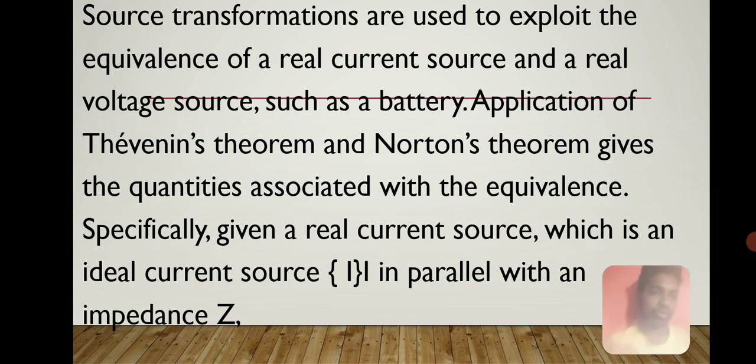Source transformation is used to exploit the equivalence of a real current source and a real voltage source, such as a battery. Here, the applications of Thevenin's and Norton's theorems give the quantities associated with the equivalence. Specifically, given a real current source, which is an ideal current source I in parallel with an impedance Z.